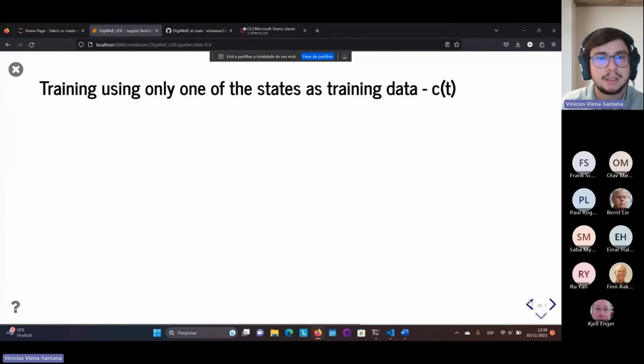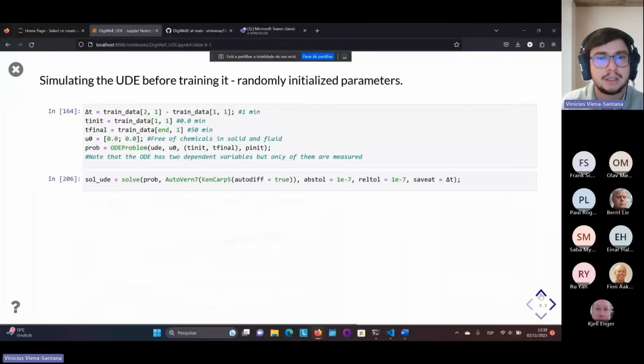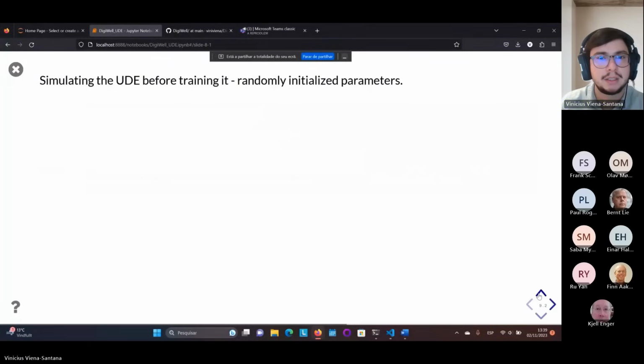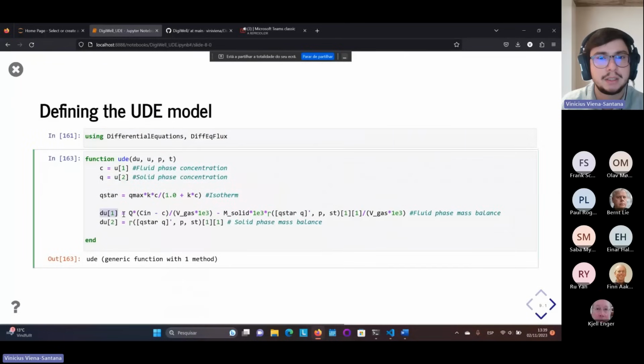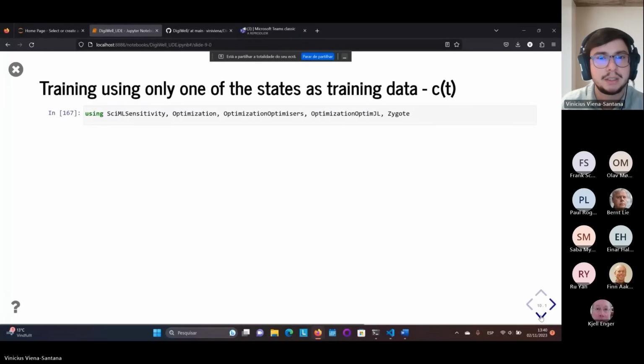So if you see here, my differential equation has two dependent variables, right? But only one of the states is observed, which is the fluid phase concentration. I cannot observe solid phase concentration. I'm not aware of any sensor that can measure concentrations in solids. So by this fact, we are only using one of the states of our predictions to compare with the observations.